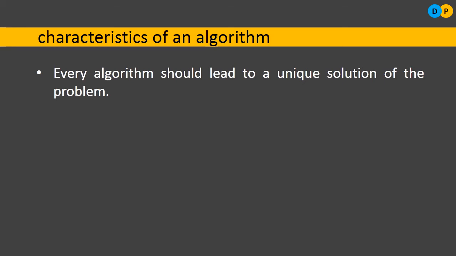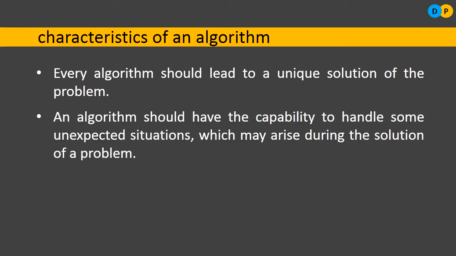That's another important characteristic. The next, last and final characteristic is that an algorithm should have the capability to handle unexpected situations which might arise during the solution of a problem. What is that unexpected situation? For example, let us say we are attempting to divide a number by 0. Is it possible? No, not at all. So in case such a situation arises, our algorithm should have the necessary steps to handle such unexpected situations. So these are the characteristics of an algorithm.